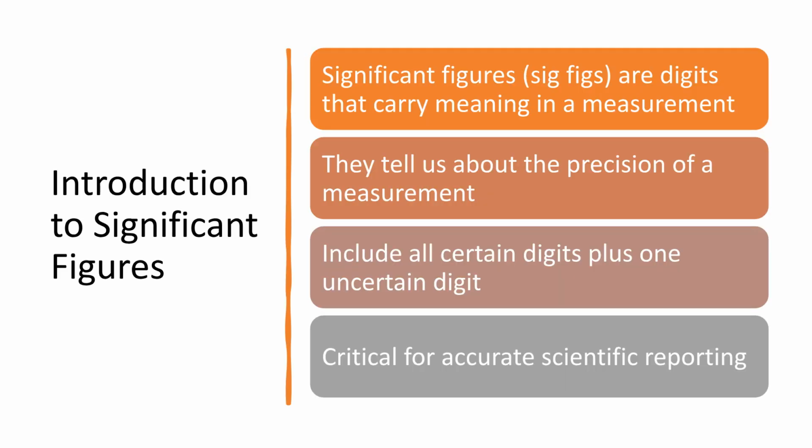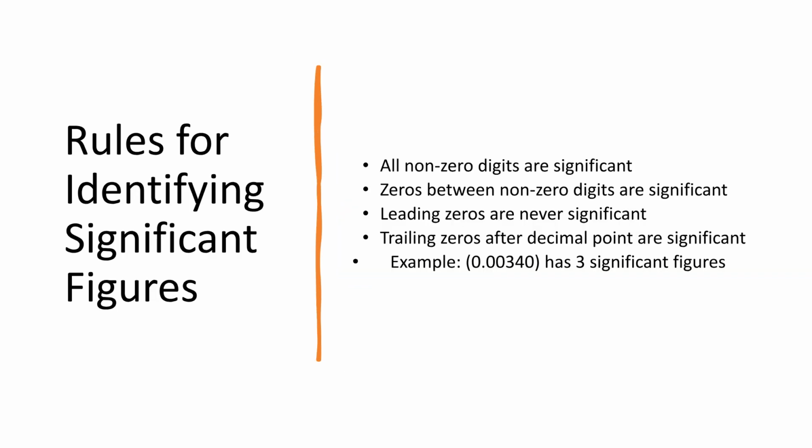Significant figures, or sig figs, are digits that carry meaning in a measurement. They indicate the precision of a measurement, including all certain digits plus one uncertain digit, which is critical for accurate scientific reporting. The rules for identifying significant figures are straightforward. All non-zero digits are significant, and zeros between non-zero digits are significant. Leading zeros are never significant, but trailing zeros after a decimal point are.